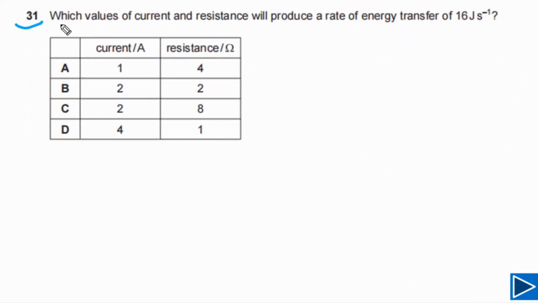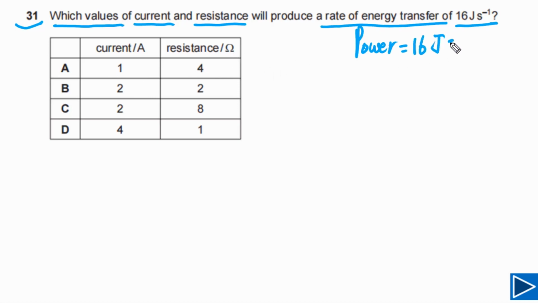For question number 31, we need to find out which values of current and resistance will produce a rate of energy transfer of 16 joules per second. Rate of energy transfer simply means power. So we need to find which values of current and resistance will give us power equal to 16 joules per second. Power is P equal to I squared times R. I will just talk about option D, the rest you can check by yourself.